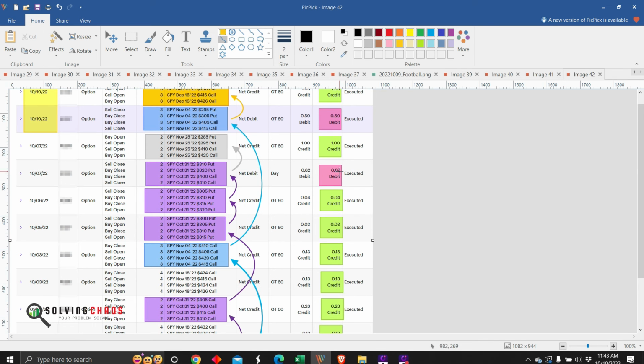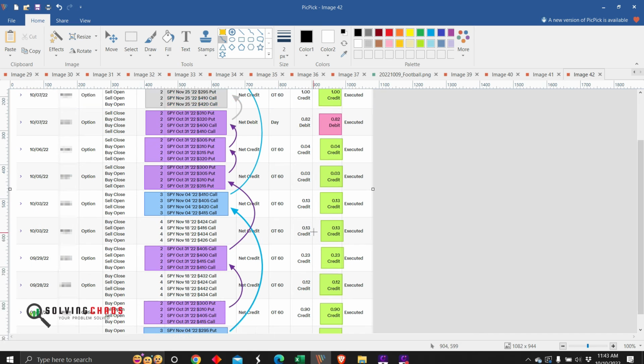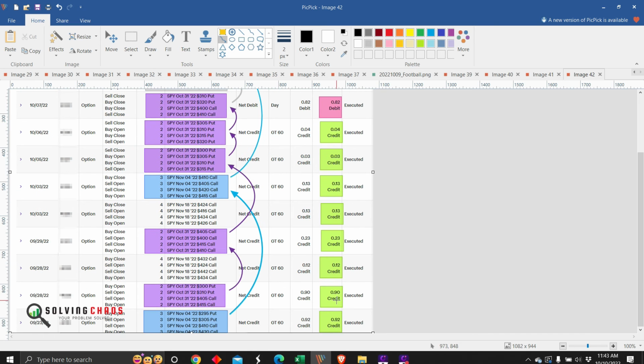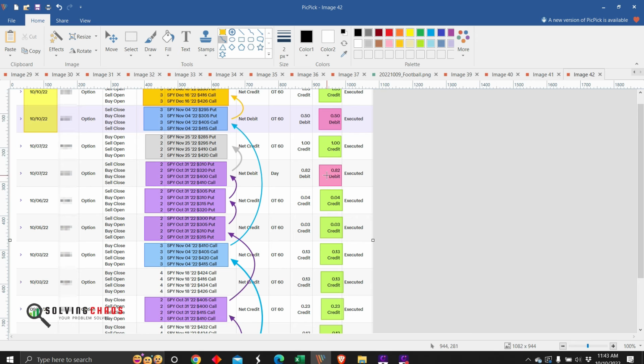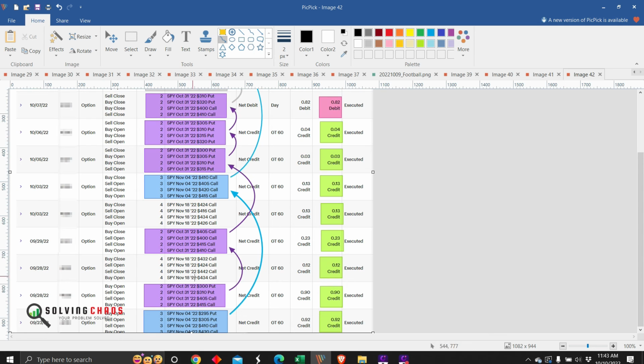You see that? I closed it for 82 cents, but I collected 90 up front, collected another 20 free here, collected another 3 cents here, and another 4 cents here, and then I closed it for 82. Made a profit. And then I'm starting a new one with $1 credit for each of the 2. With the 4 is the same concept.